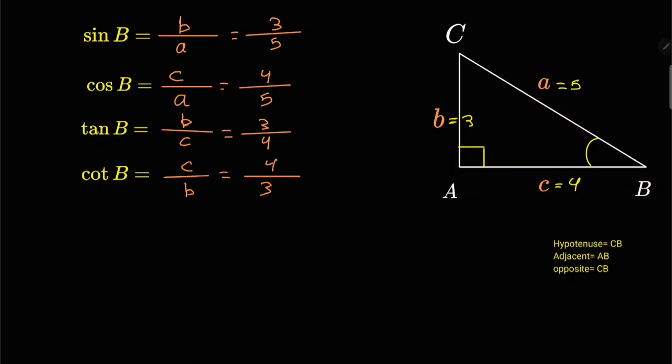We can also say that the cotangent is the reciprocal of the tangent, which means if the tangent is 3 over 4, it will be 4 over 3.